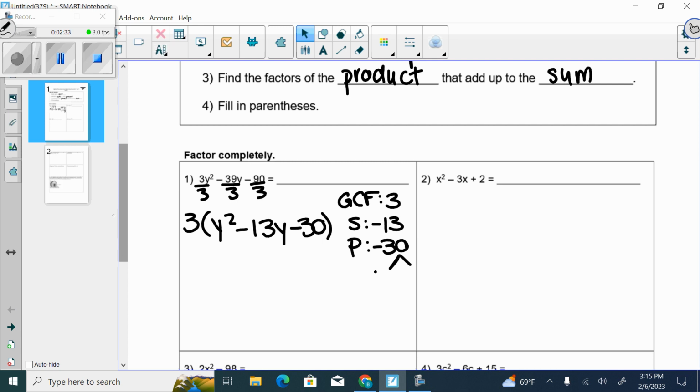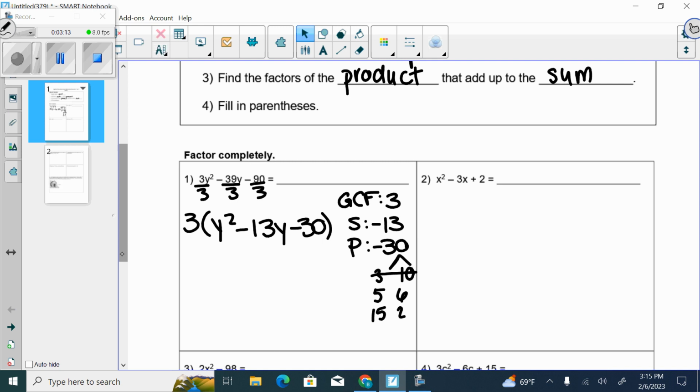So I'm asking myself, what are some things that multiply to give us 30? 3 and 10, good. Anything else? 5 and 6, okay. Anything else? Okay. All right, we're going to check and see if any of these work for us. Now, if they multiply to give me a negative, that means one of them has to be a negative, right? Okay, so 3 times 10, that's going to give me 30. Is 3 minus 10 going to give me negative 13? What about negative 3 plus 10? No. Okay, so it's not the 3 and 10.